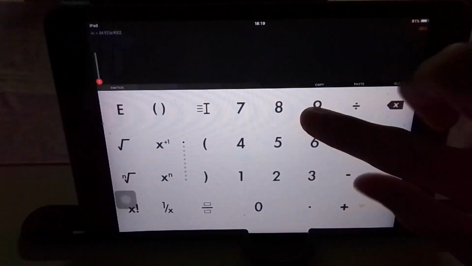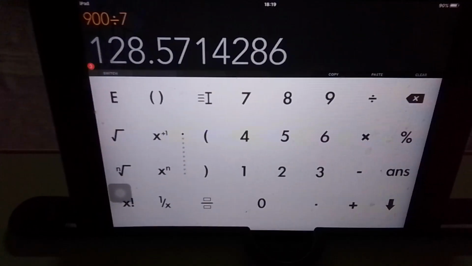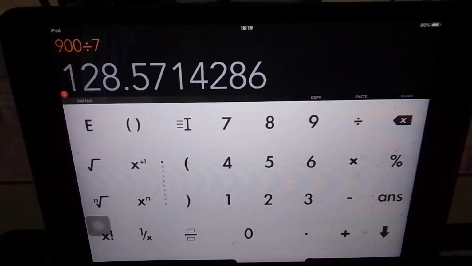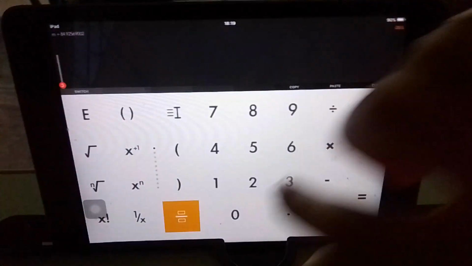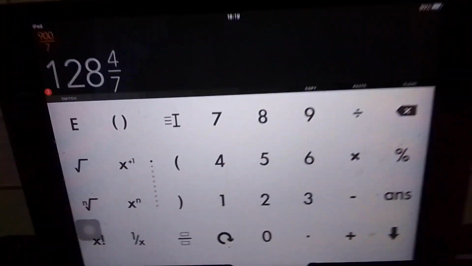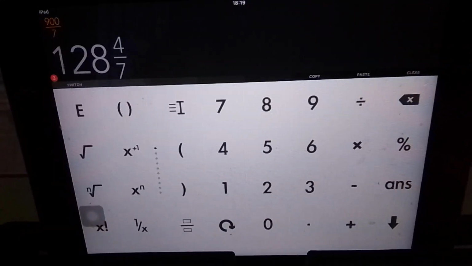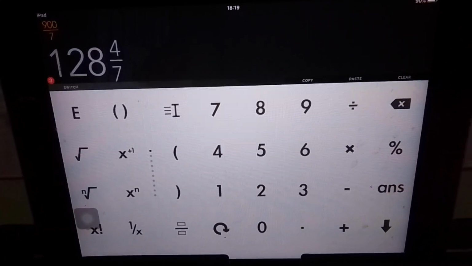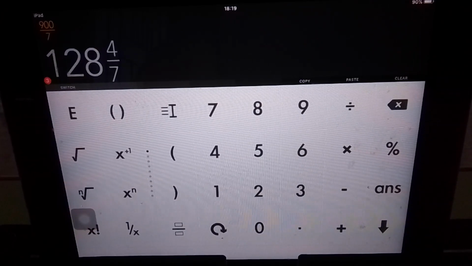Let's type it on the calculator. 900 divided by 7 is 128.57. If I were to do it as a fraction, it should be 128 and 4/7. That is the measure of every angle. So every angle must measure 128 and 4/7 degrees. That is for the heptagonal base. That looks like this. Then the central angle is right here.